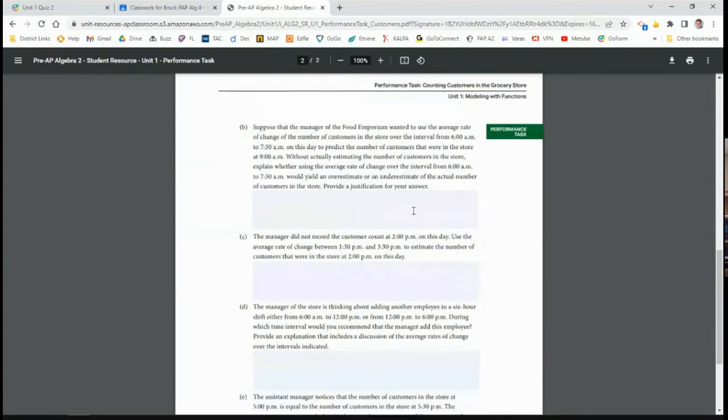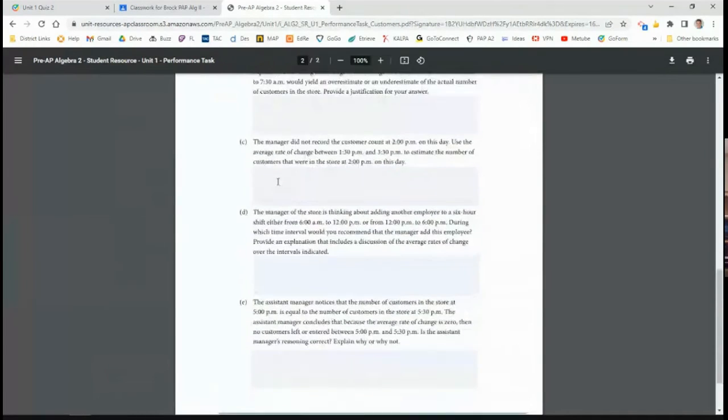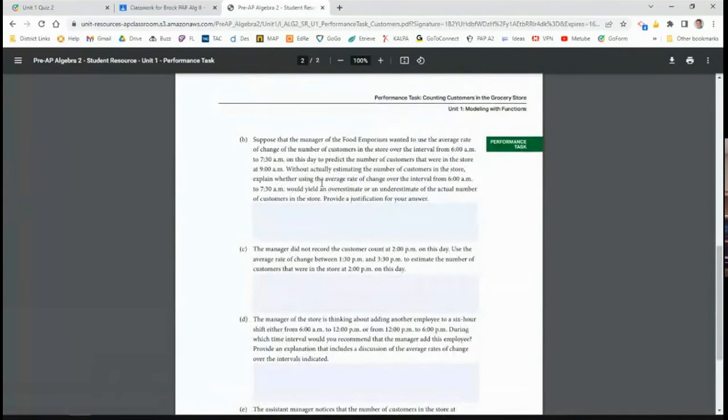Then number B. Suppose the manager wanted to use the average rate of change of the interval from 6 to 7:30 to predict the number of customers that were at 9. It says without actually estimating, explain whether using this average would give an overestimate or an underestimate if he wanted to do that. Would that provide him a good number, or would it give him a number that's too small? Would it give him a number that's too big?